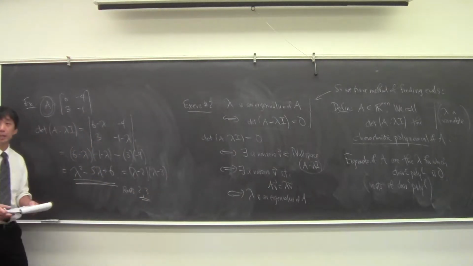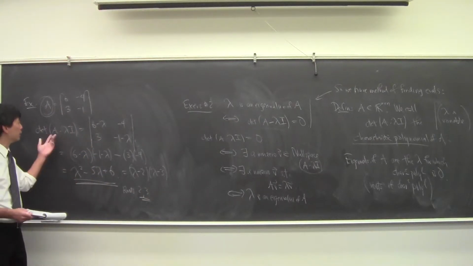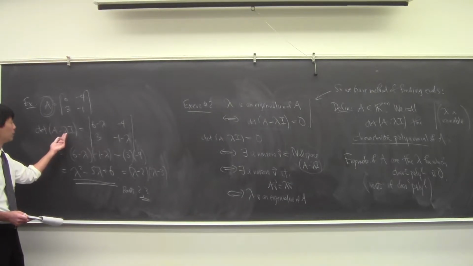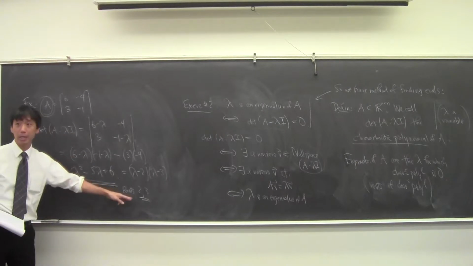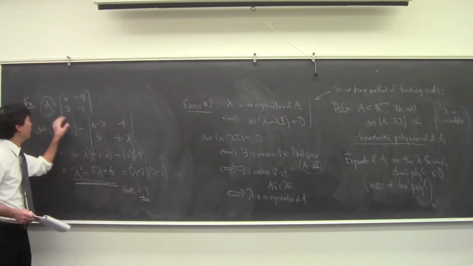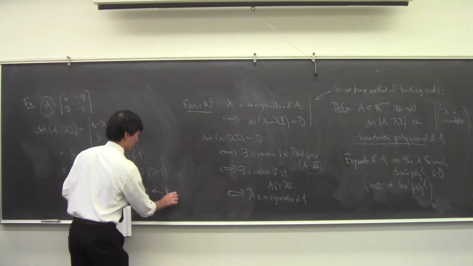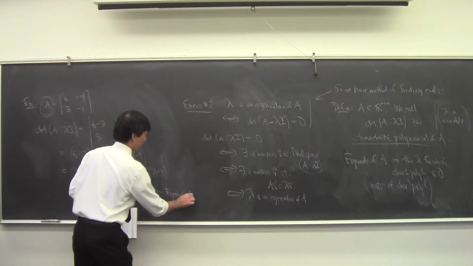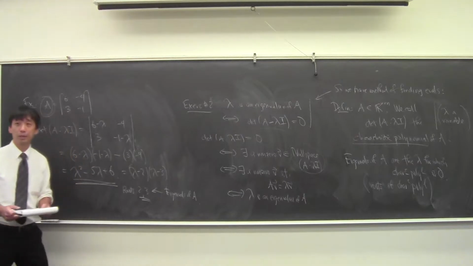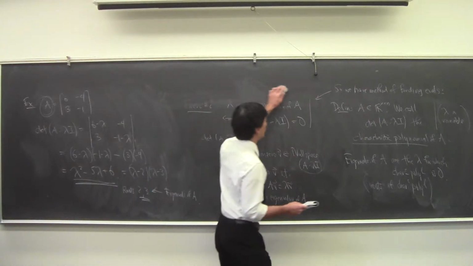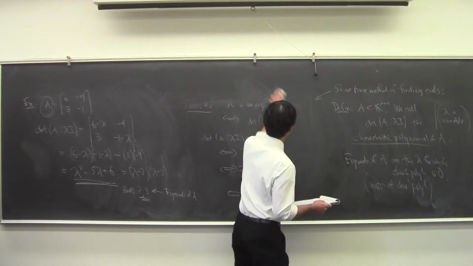So that tells you that the determinant of A minus 2I is 0, and the determinant of A minus 3I is 0. In other words, these guys are the eigenvalues of A. So this gives us a method for finding the eigenvalues.